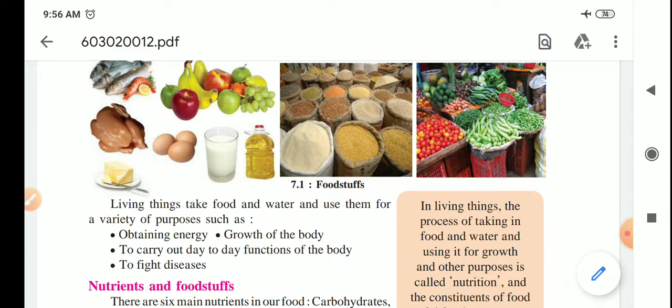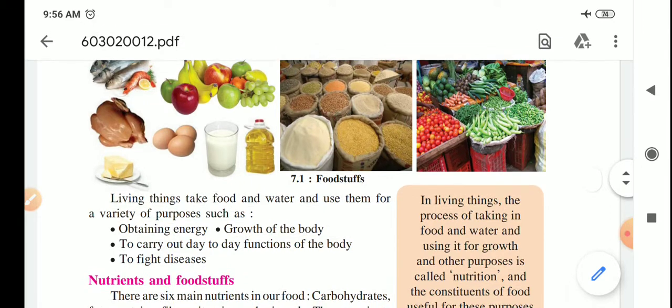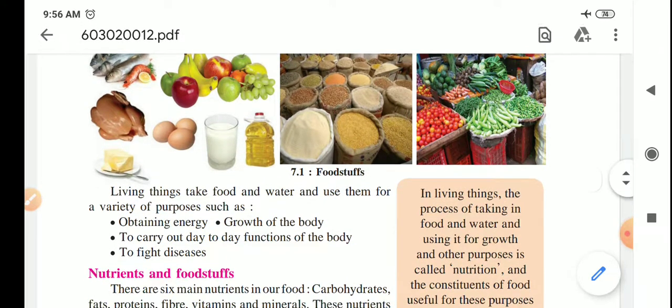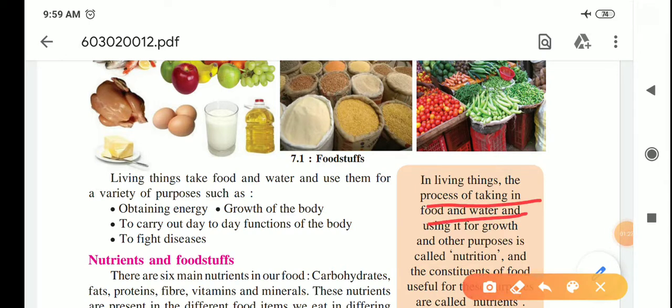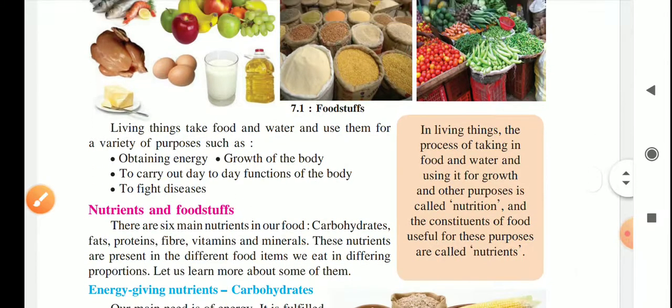So let's see what are the different types of nutrients and foodstuffs. Let's first see what is meant by nutrition and nutrients. In living things, the process of taking in food and water and using it for growth and other purposes is called nutrition. The food we eat and water we drink is converted into the necessary energy for our body and growth of our body, and that process is called nutrition. And what is meant by nutrients? The constituents of food useful for these purposes are called nutrients. There are various types of constituents of food we eat, and those constituents are called nutrients.